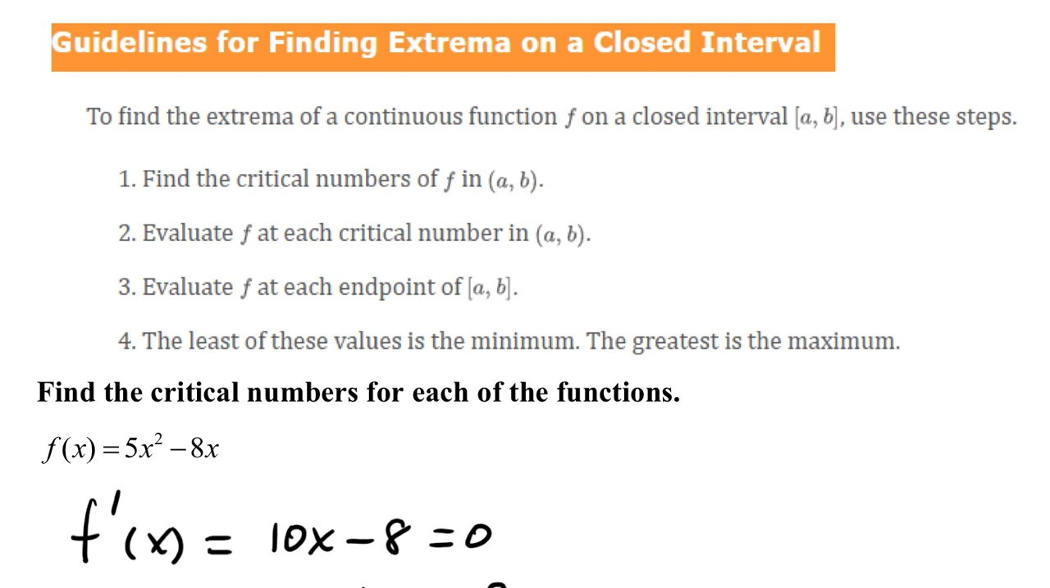Step 2, evaluate your function at each critical number in the open interval A to B. Third, evaluate your function at each endpoint of the closed interval AB. And then 4, the least of these values is the minimum, the greatest is the maximum. We will do all 4 steps later in this video. For the first few examples, we're going to remind ourselves how to find critical numbers.